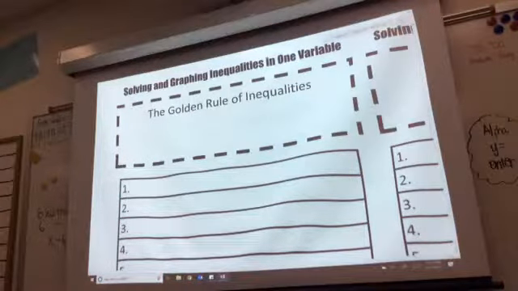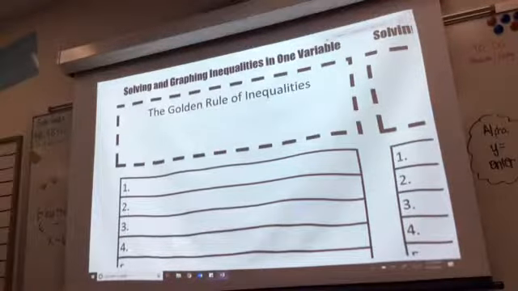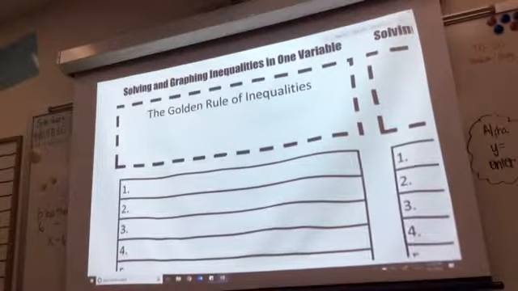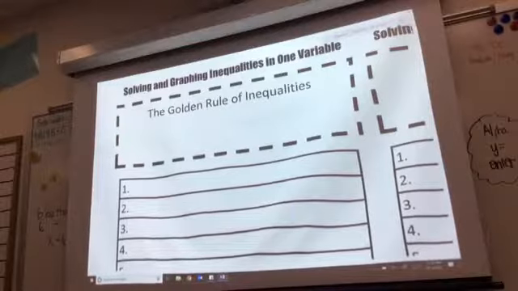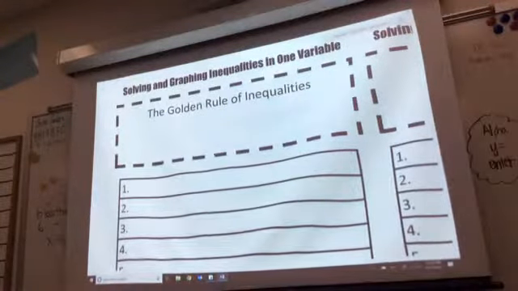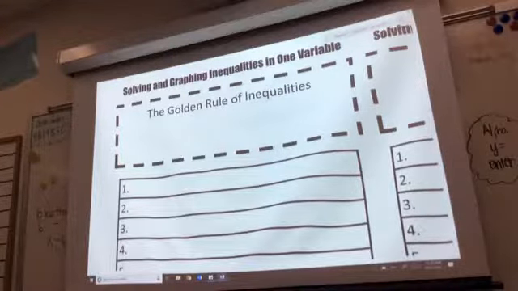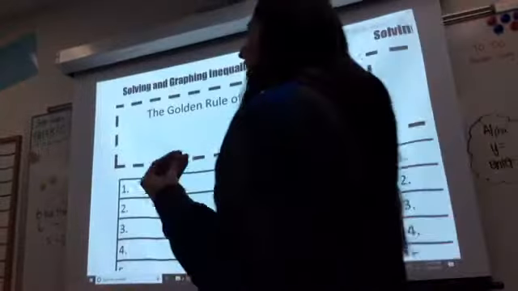Now, we all know what the golden rule is, right, in life? What is it? Yes, treat others the way you want to be treated. Well, in math class, we have that golden rule, of course, because we want to be respectful to everybody else. But we also have another golden rule, and it is only relevant to inequalities.